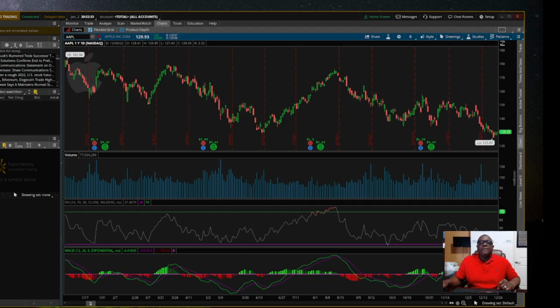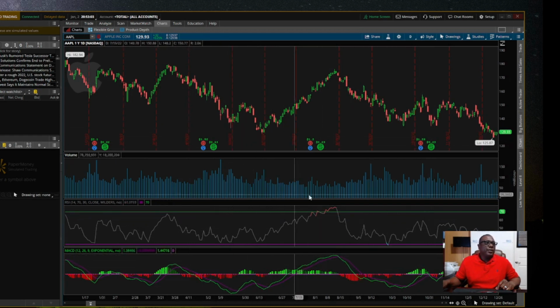And I have my chart pulled up today. This is a platform called Thinkorswim, and I got a company called Apple. Pretty sure everybody's aware of Apple. I got it pulled up, and here's my top chart. This is my volume, the second chart below that. The third chart is the RSI chart, and the last one is what we call the MACD.